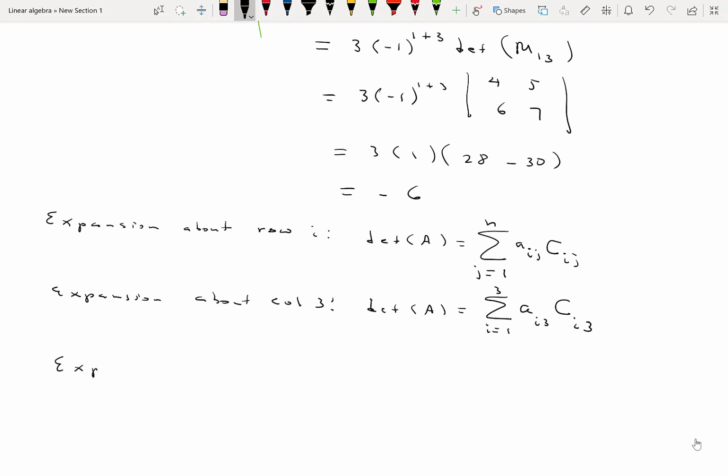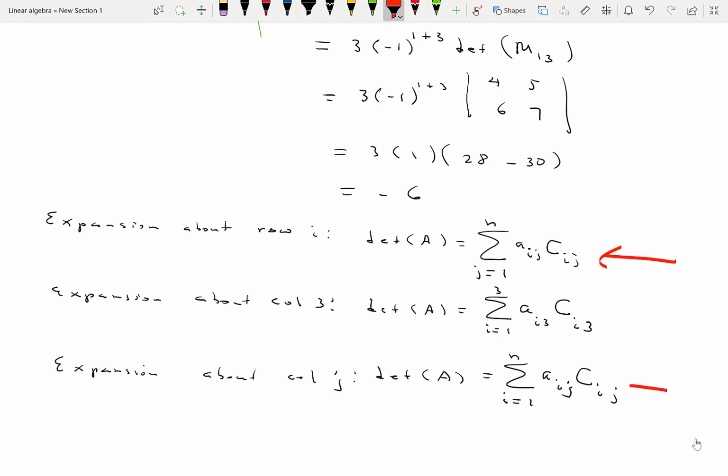So the expansion about column J then looks like the determinant of A equals the sum, I ranges, we're summing along the rows, I ranges from 1 to the number of rows or columns in the matrix, of a_ij, where J is fixed through the problem, times C_ij.